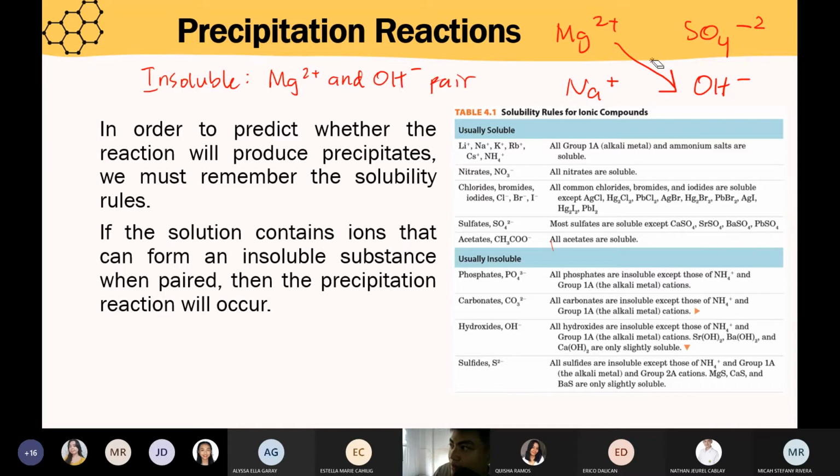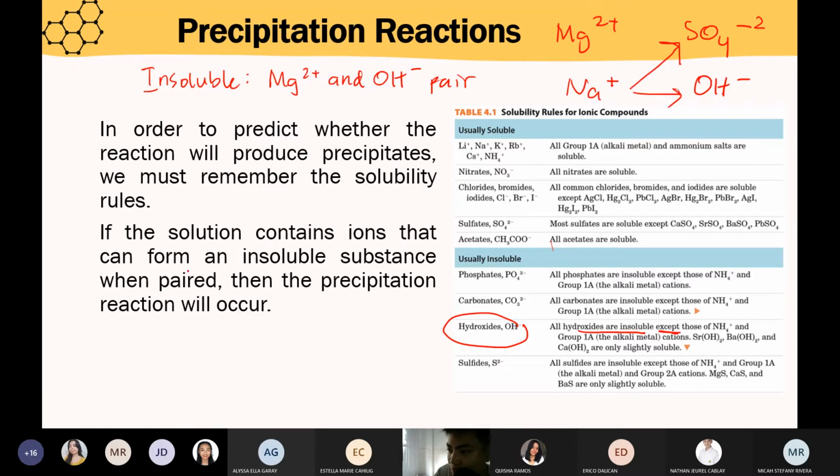So always ganun ha. So you just check the rules, no? Kung exception, tignan mo kung mag-a-apply sa kanya. Otherwise, it is insoluble. Okay? So yan, na-check na natin to. Soluble yan, kasi nandito siya sa soluble. Na-check na natin to. Nakita natin that it is insoluble kasi hindi pasok yung magnesium sa except. Wala siya sa except eh. So, insoluble siya. Now, let's try sodium.